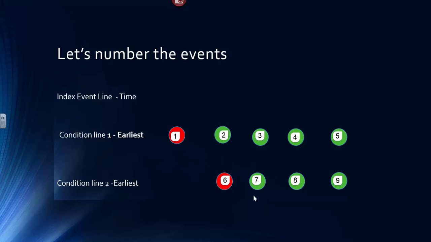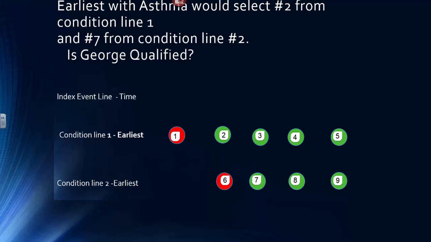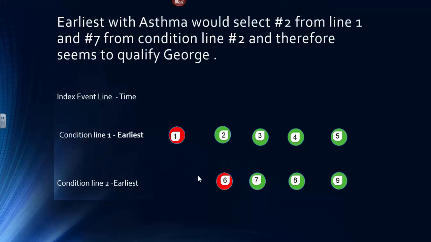In condition line 2, we have earliest as well, so number 6 does not qualify, but number 7 does. So we have potentially a hospital discharge, number 2, and a hospital admission, number 7, who could potentially qualify George for inclusion in the cohort. 2 and 7. But is George qualified? Once again, we're selecting earliest, so it's earliest with asthma number 2, earliest with asthma number 7.